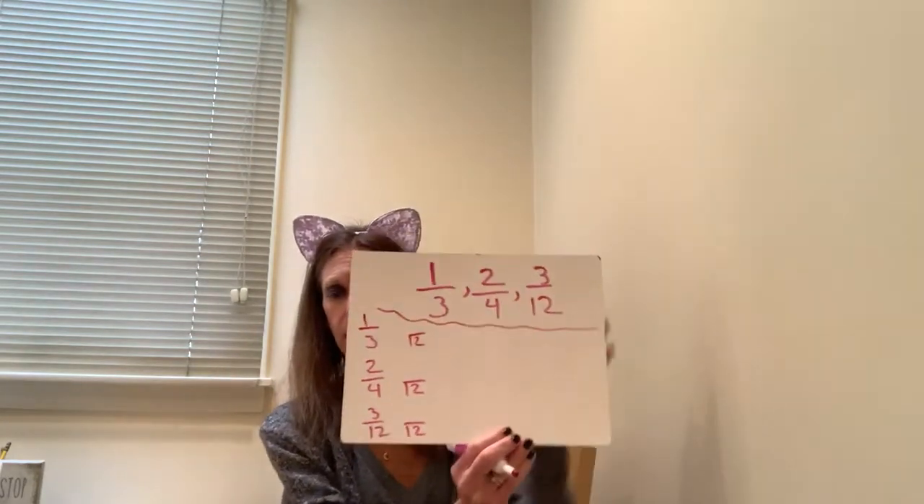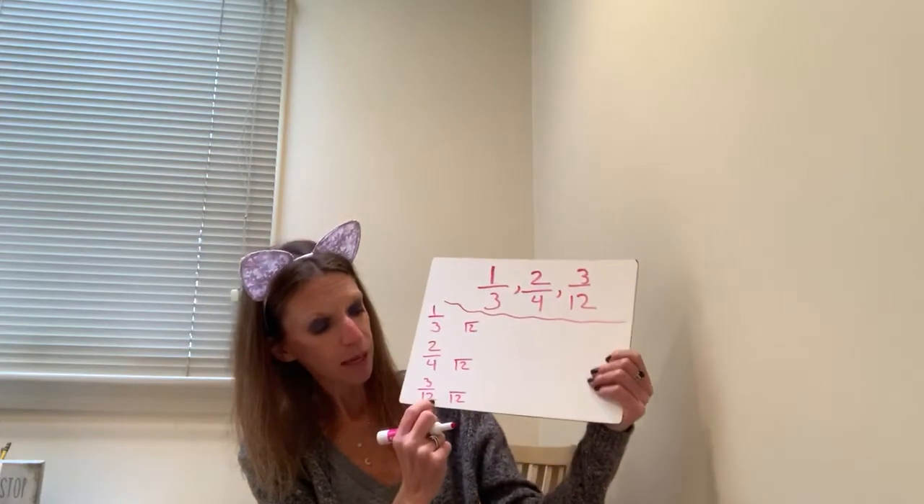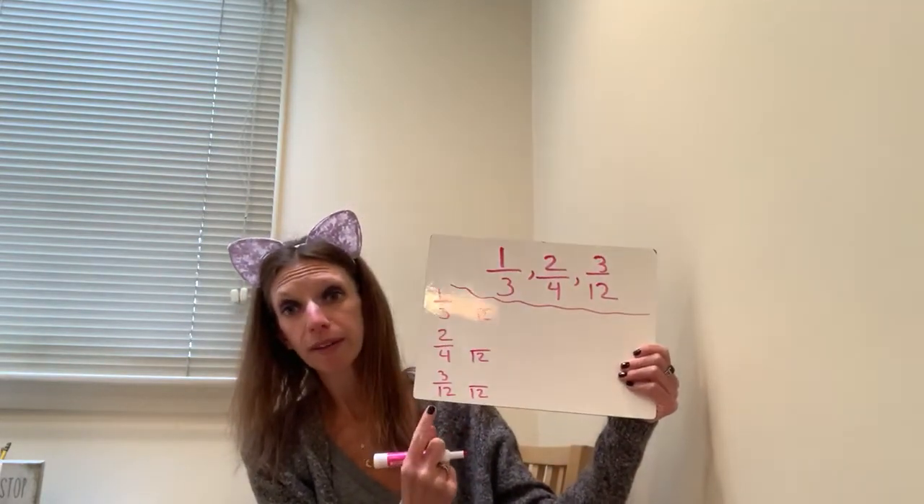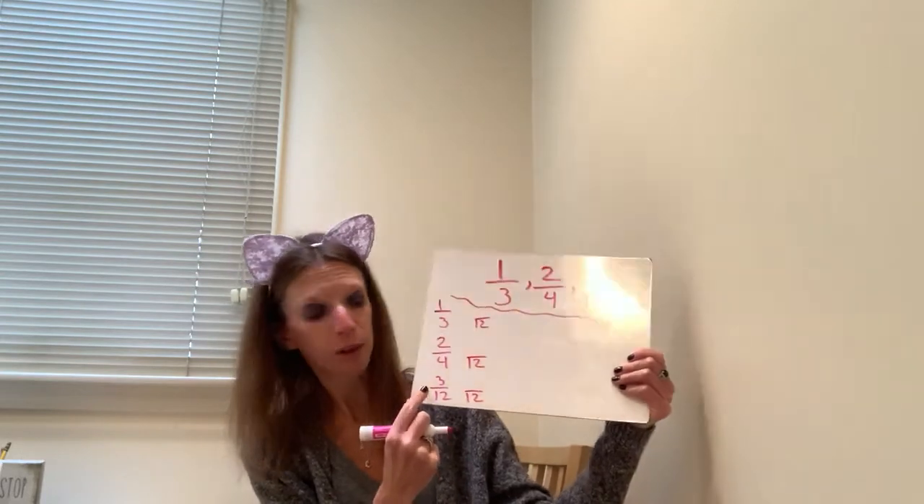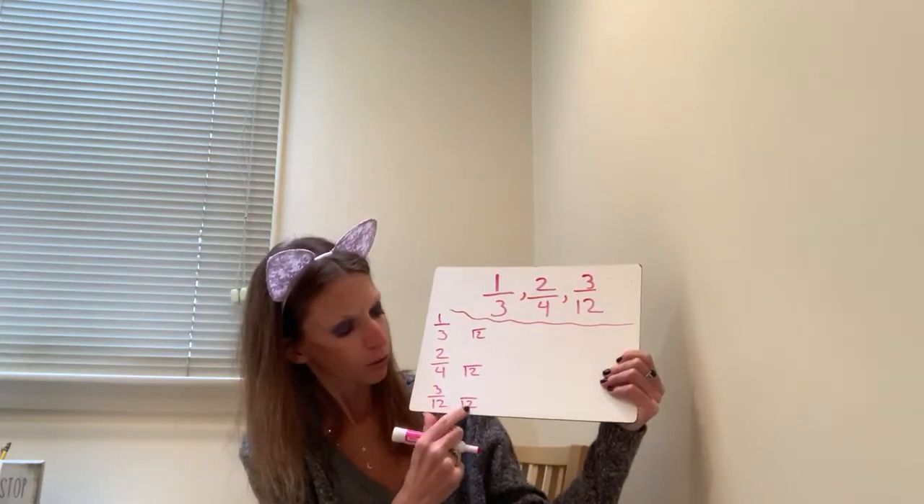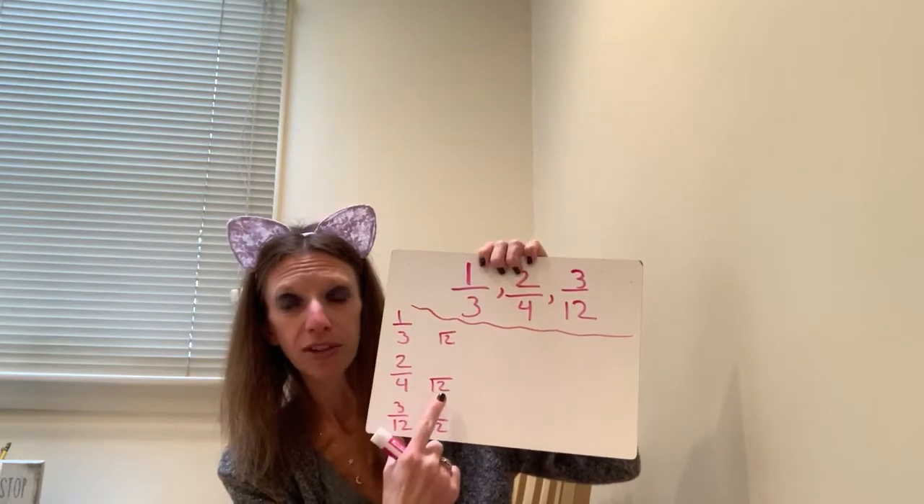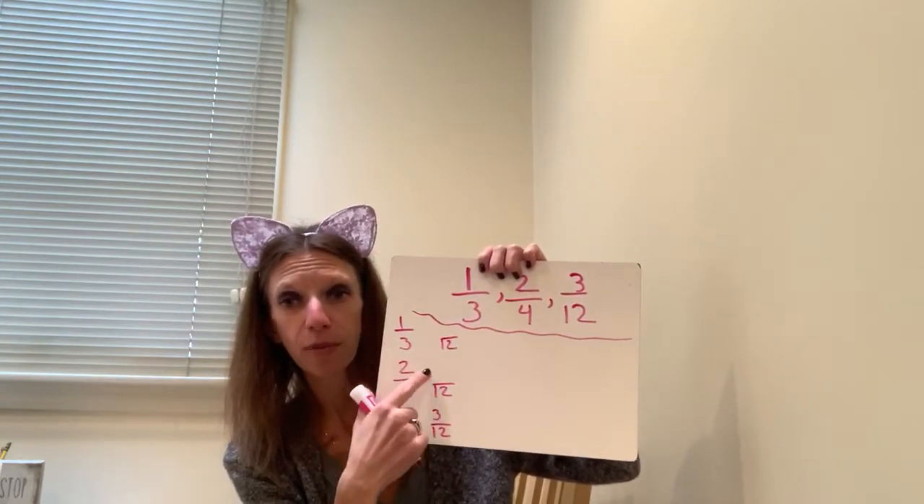Just like that. And then we say to ourselves, well, this one stays the same because it's just 12 times 1 is 12. So remember, whatever we multiply the denominator by, we multiply the numerator by. So 12 times 1 is 12, so 3 times 1 is 3. That stays the same. 4 times 3 is 12, so we have to say then 2 times 3 is 6. So times 3 times 3.